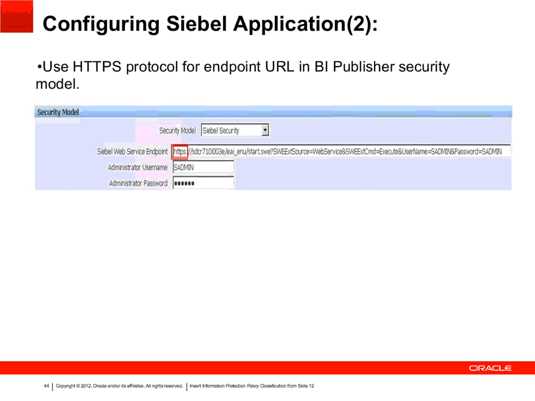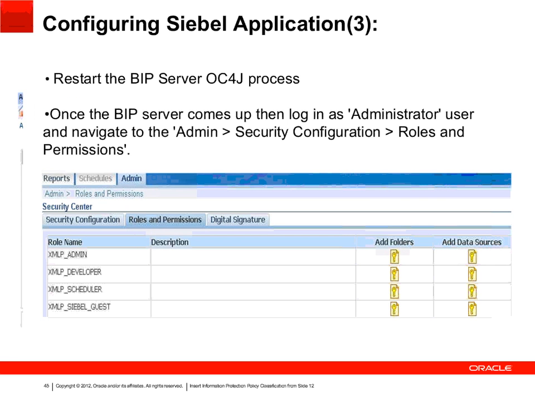Moving on, after setting the HTTPS protocol in the endpoint URL from the security model, we need to restart the BI Publisher server. Once the server comes up, log in as the administrator user and navigate to the security configuration. Under that, navigate to roles and permissions. If you are able to see the roles and permissions, just as a hint, then your SSL configuration is almost done.